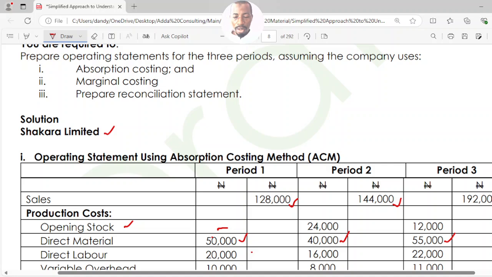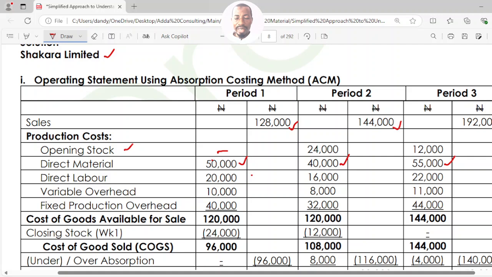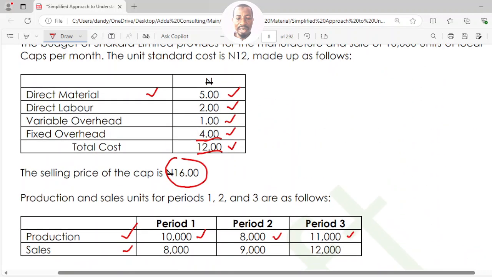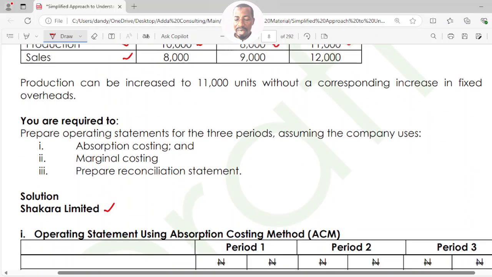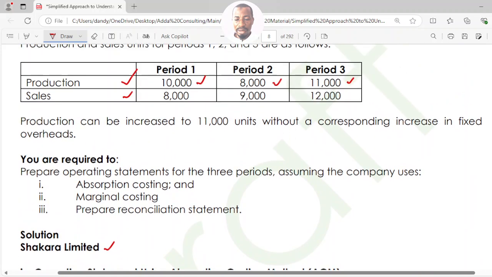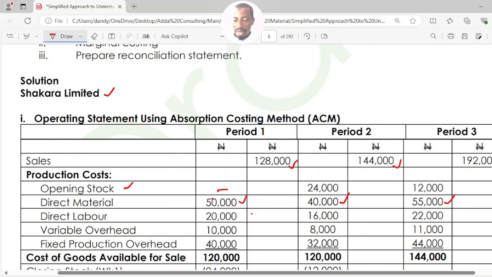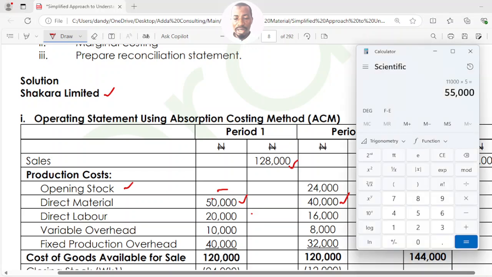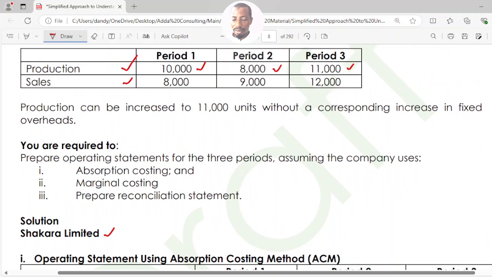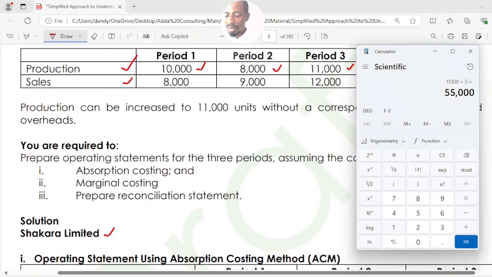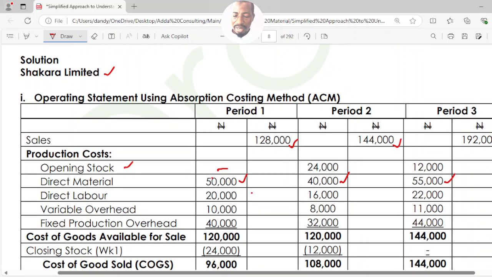So I've done period 1, period 2, and period 3 for direct material cost. The next item, I will go back to the question. Am I given direct labor? Yes, there is direct labor per unit of 2 naira. So since I'm given direct labor per unit of 2 naira, I need to calculate total direct labor cost. In the first year, the company produced 10,000 units. I'll then say 10,000 multiplied by 2 naira. So that will give me 20,000 naira. That's how you arrive at this 20,000.